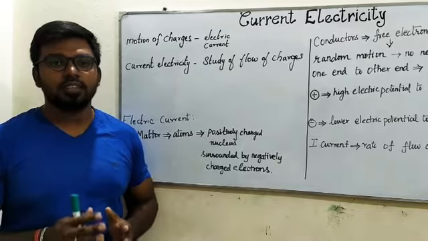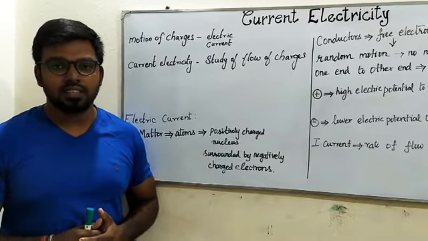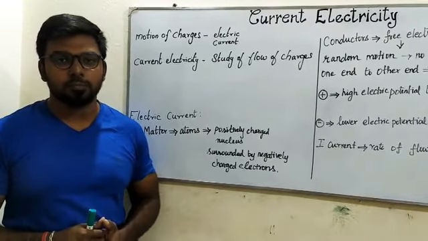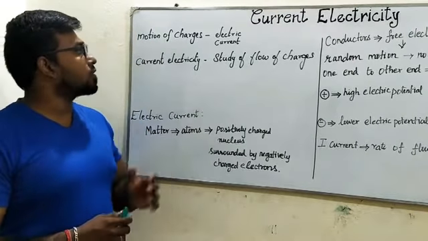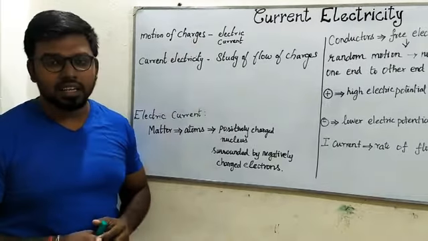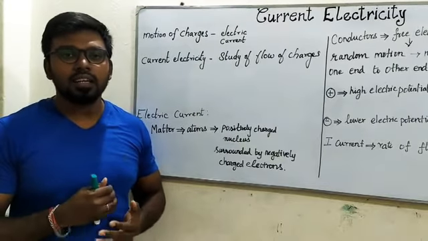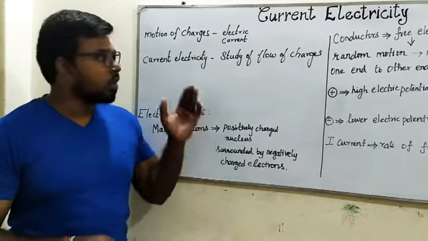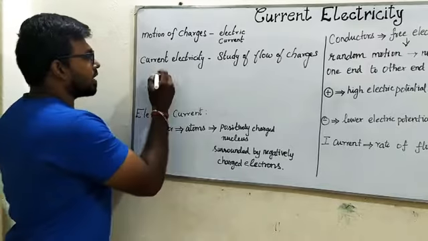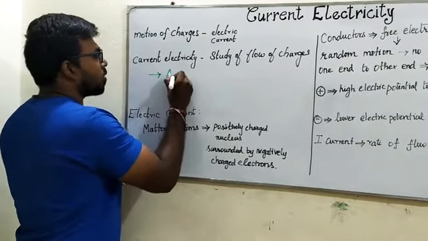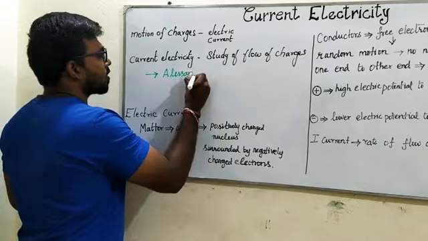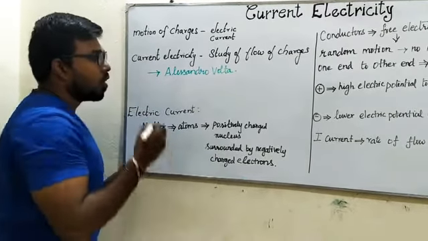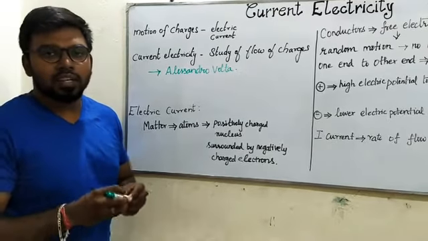In this video, let's start Unit 2, Current Electricity, where we will analyze the charges when they are in motion. Motion of charges is called electric current. We can define current electricity as the study of the flow of charges. The origin of current electricity is rooted in Alessandro Volta, who is the inventor of the electric battery.